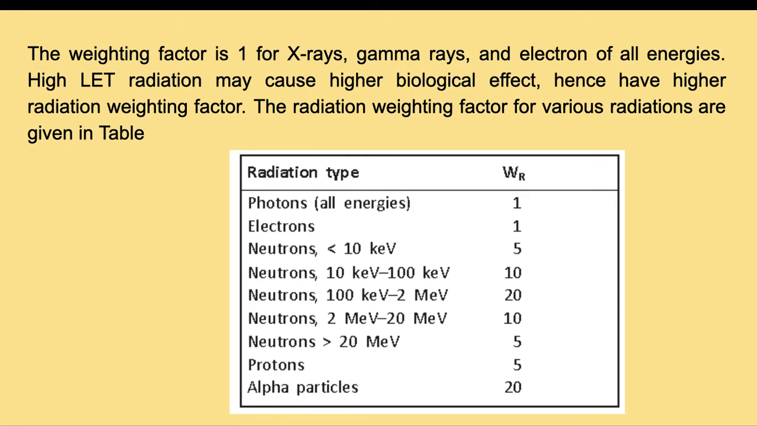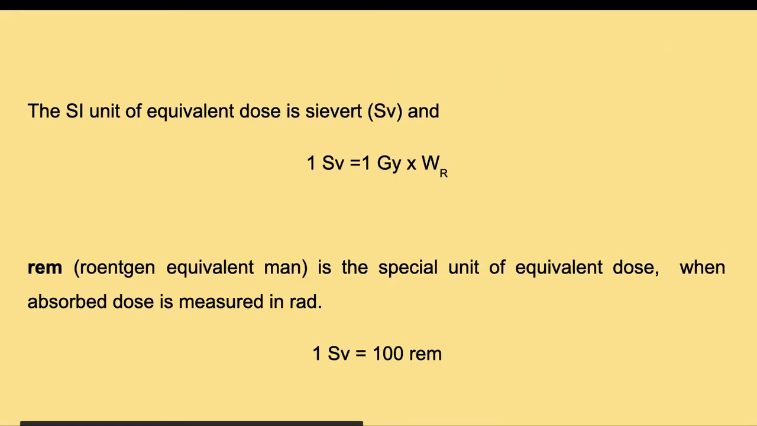High LET radiation may cause higher biological effects, hence has a higher radiation weighting factor. The radiation weighting factors for various radiations are given. For WR, photons, that means gamma and X-rays, is 1, electrons 1, neutrons less than 10 keV is 5, and you can see that variation. For protons the value is 5, and for alpha particles it is 20.